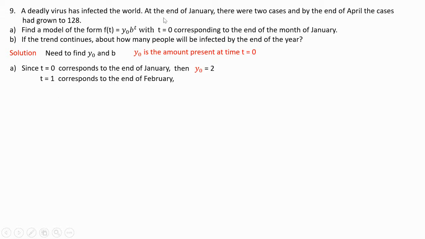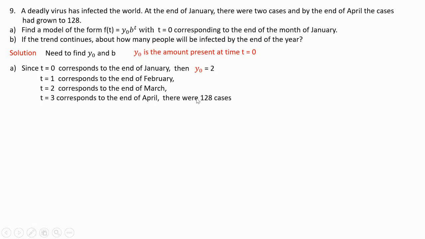So now we have to go to the end of April. So t equals 0 corresponds to the end of January, right? And there were 2 cases. Now t equals 1 corresponds to the end of February. T equals 2 corresponds to the end of March. And t equals 3 corresponds to the end of April. So then there were 128 cases, right? So this is a point that I got to use: 3, 128. Okay? So then use what we know to find b.